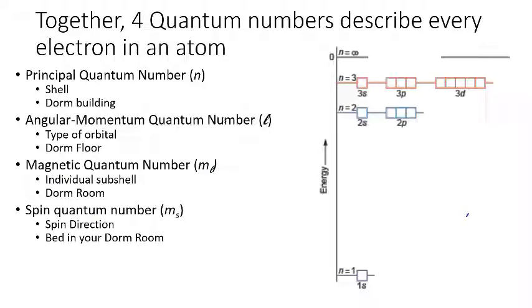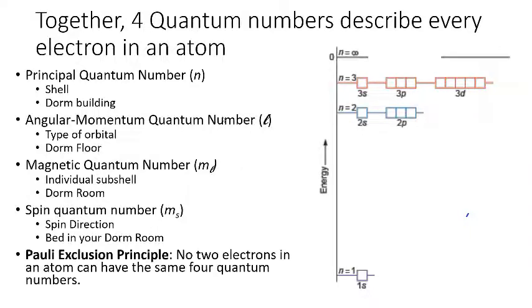So as I said, together these 4 quantum numbers describe every electron within an atom. And so the Pauli exclusion principle states that no 2 electrons in an atom can have the same set of 4 quantum numbers. Okay, so even though there are 2 electrons that can reside in each of these suborbitals, each of those electrons is going to have opposite spin. So if we're talking about electrons going in this 2s orbital, one's going to have a spin in one direction with a plus 1/2 spin quantum number, and the other one's going to have a spin in the opposite direction with a minus 1/2 spin quantum number.